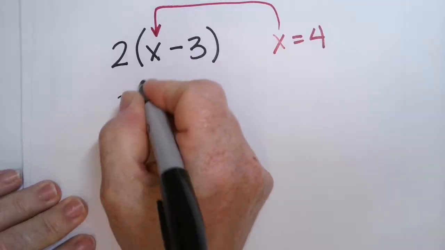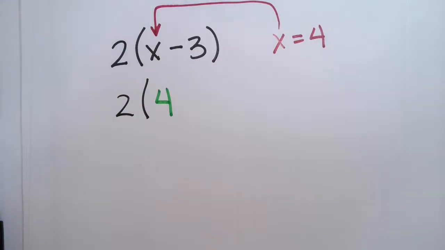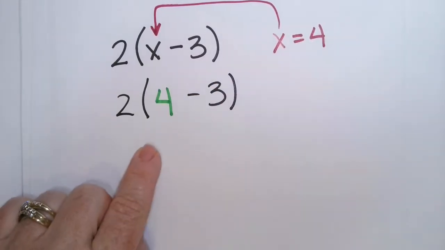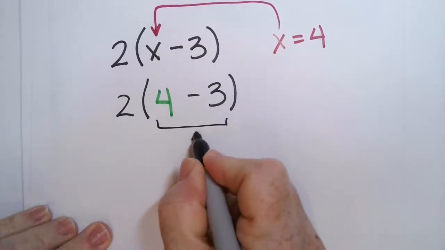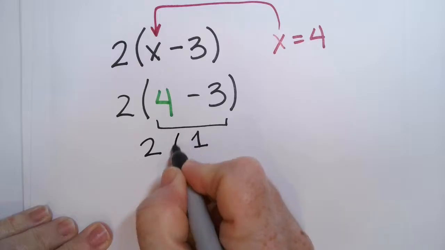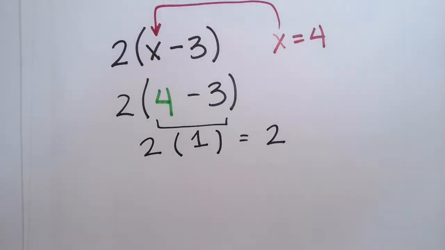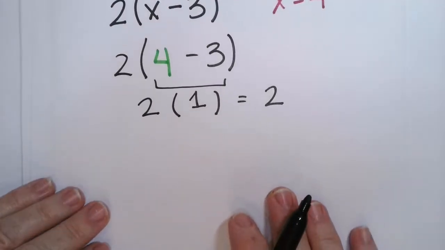2 times, and now instead of an x, we have a 4. Okay, and then I'm going to say minus 3. Do you remember our order of operations? We do the parentheses first. So 4 minus 3 is a positive 1, so it's going to be 2 times 1, which is 2. Okay, good. Let's do another one.